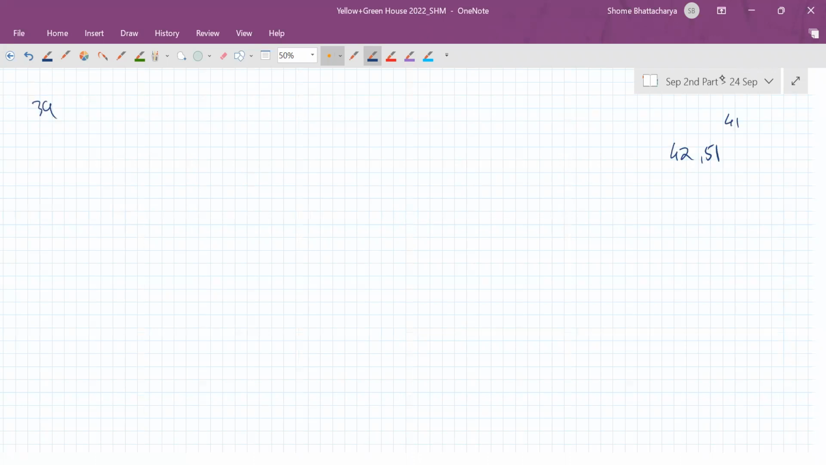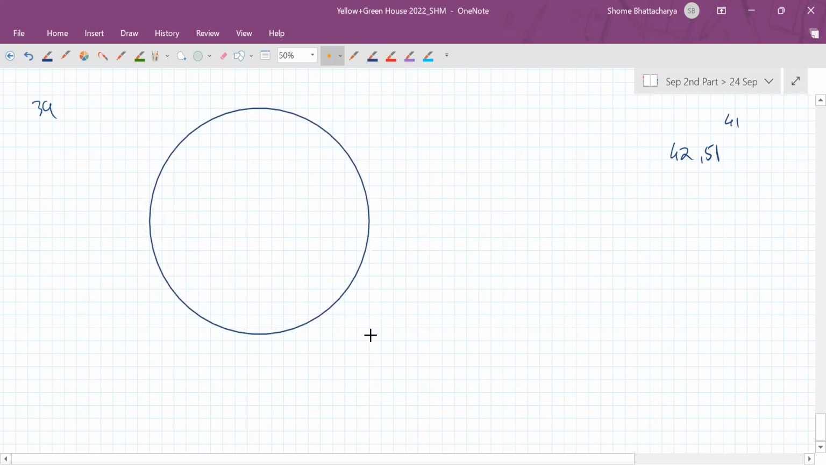Okay, so a spherical ball of mass m and radius r rolls without slipping on a rough concave surface of large radius capital R. It makes small oscillations about the lowest position. Find the time period. Okay. So let's say this is a large hemispherical surface.